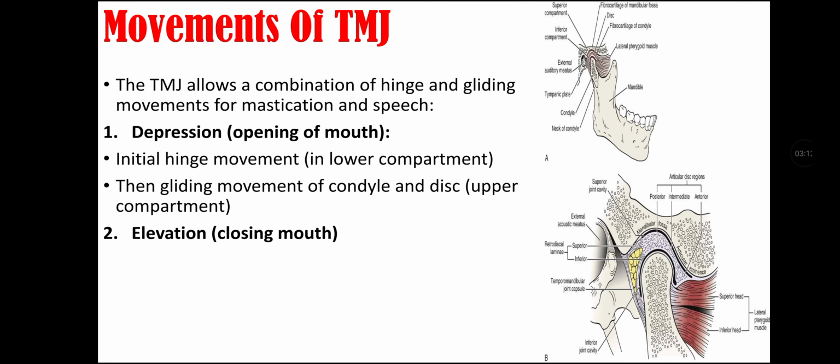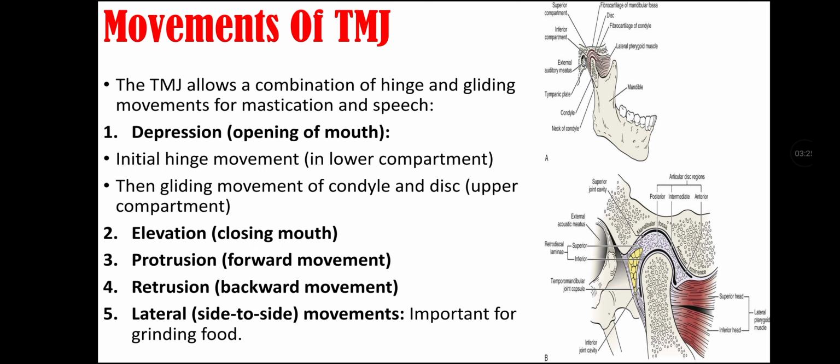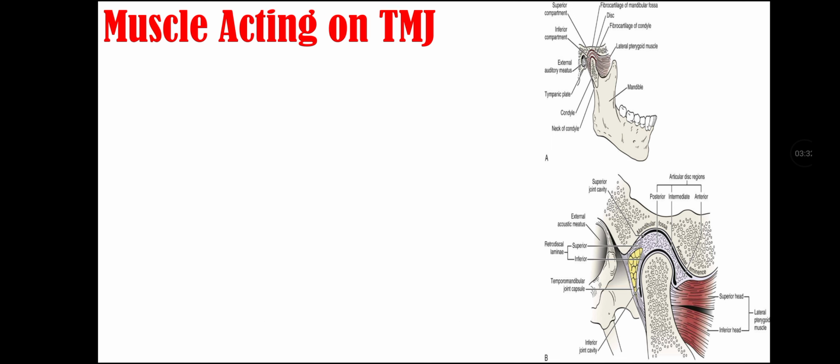Second movement of temporomandibular joint is elevation, that is closing of mouth. Third movement is protrusion, that is forward movement of the mandible. And fourth movement is retrusion, that is backward movement of the mandible. Then there is another movement of mandible that is called lateral movements or side to side movements, and these are important for grinding foods.